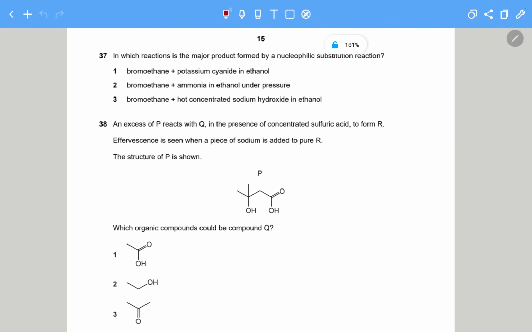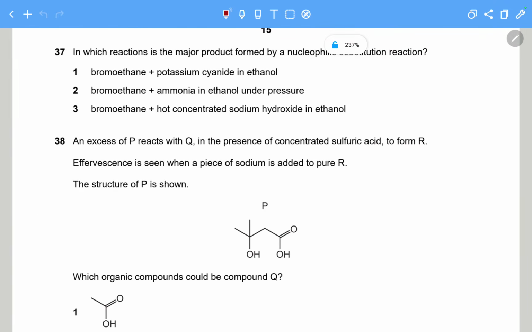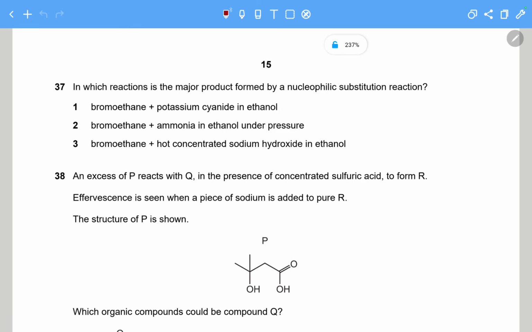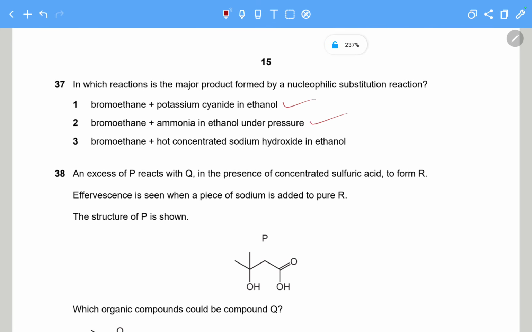Question 37. In which reactions is the major product formed by a nucleophilic substitution reaction? Bromoethane plus potassium cyanide and ethanol? Yes, the cyanide ions will replace the bromide ions, and therefore we will have a nucleophilic substitution. Bromoethane plus ethanol under reduced pressure? Yes, because the NH2 group will replace the bromide group, and again it is a nucleophilic substitution reaction.